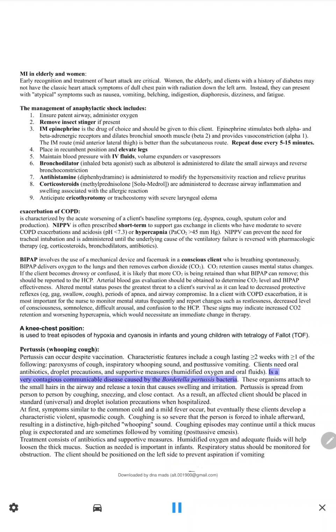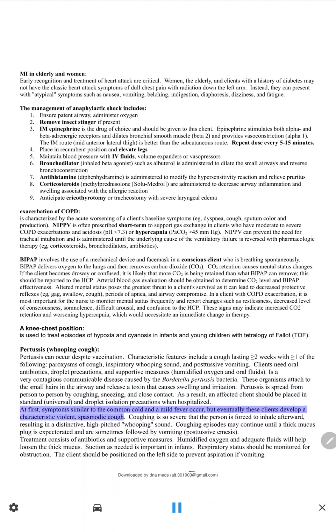It is a very contagious communicable disease caused by the Bordetella pertussis bacteria. These organisms attach to the small hairs in the airway and release a toxin that causes swelling and irritation. Pertussis is spread from person to person by coughing, sneezing, and close contact. As a result, an affected client should be placed in standard, universal, and droplet isolation precautions when hospitalized.